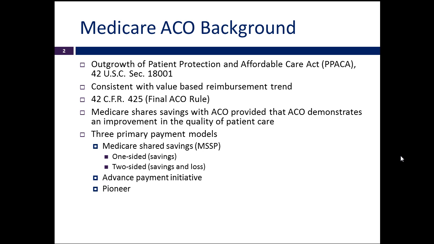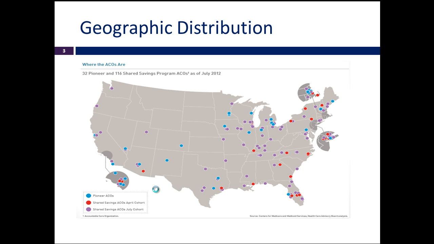The rules created three types of ACOs. The first type is the type we'll be looking at today. That's the Medicare Shared Savings Program model. That's comprised of a one-sided plan and a two-sided plan. It also created the Advanced Payment Initiative model and also the Pioneer model. We will not be looking at the other two models today. Instead, our focus will be upon the Medicare Shared Savings Program, or MSSP, as is the acronym that's commonly used to refer to this program.